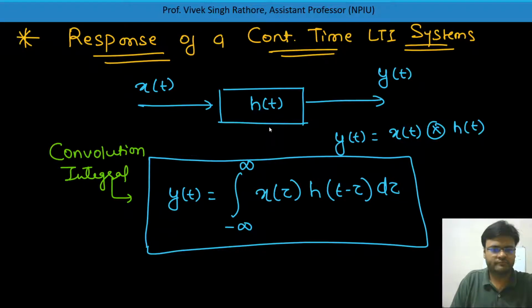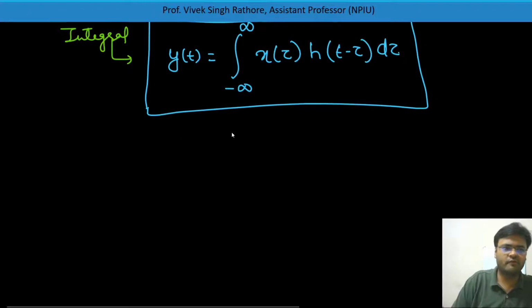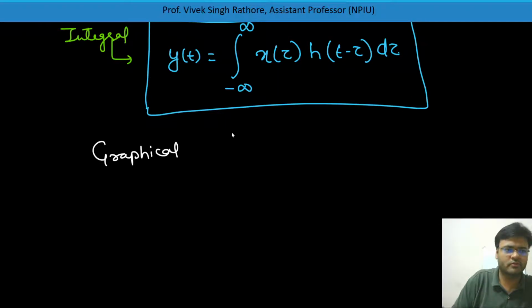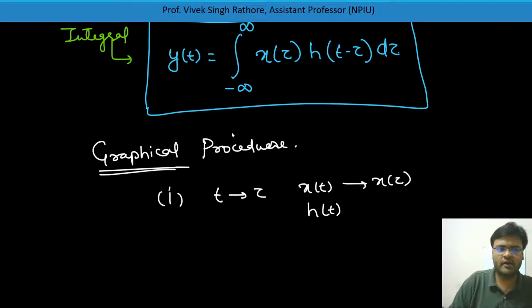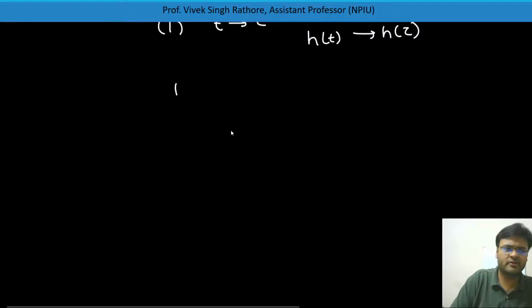The graphical procedure will be the same as that of a discrete time LTI system. I will write here the graphical procedure to get your output response. The first step is changing your time domain to the tau domain. So change your domain to tau: x(t) will now be called x of tau, and h(t) will now be called h of tau.